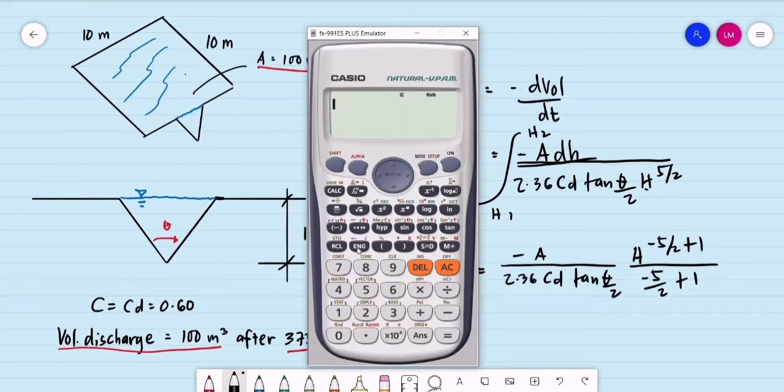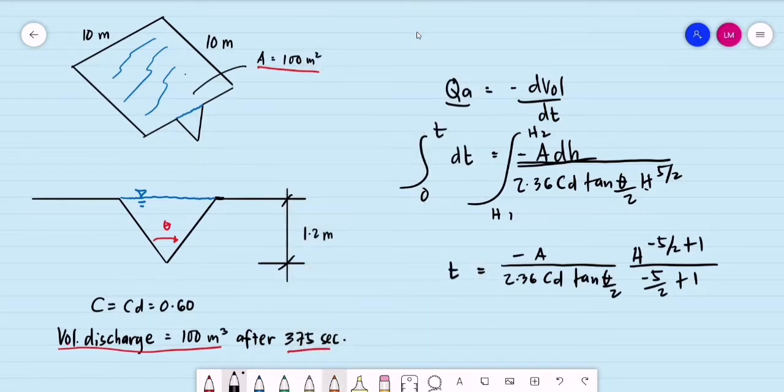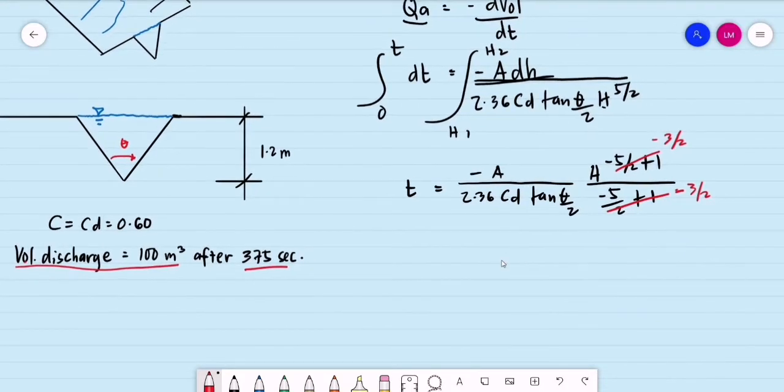That is, we have negative 5 over 2 plus 1, that is negative 3 over 2. Then, reciprocal na. So the result nito is negative 3 over 2. Ganun na rin yung exponent. Negative 3 over 2, so the reciprocal of negative 3 over 2 is 2 over 3. Tapos, negative times negative, that will be positive.